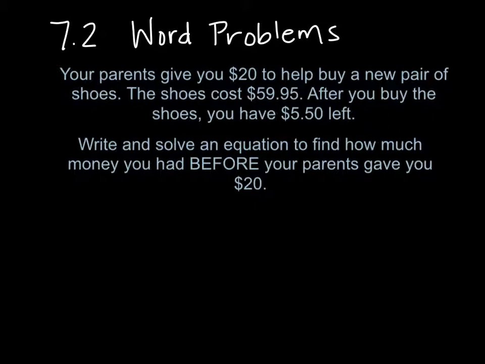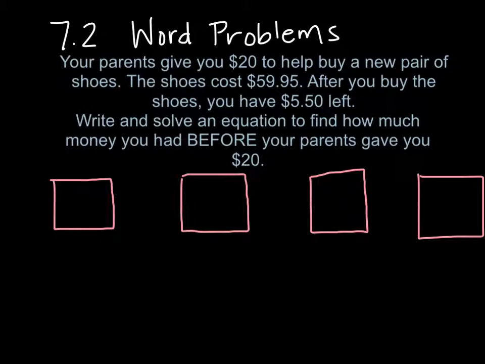Your parents give you $20 to help buy a new pair of shoes. The shoes cost $59.95. After you buy the shoes, you have $5.50 left over. Write and solve an equation to find how much money you had before your parents gave you $20.